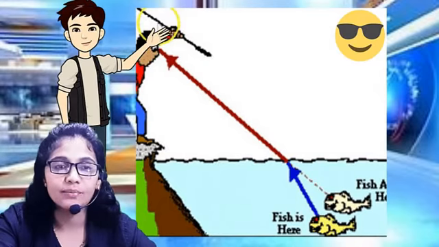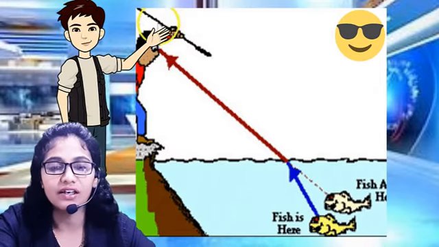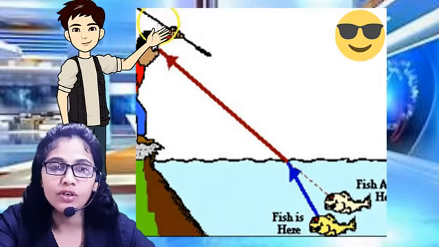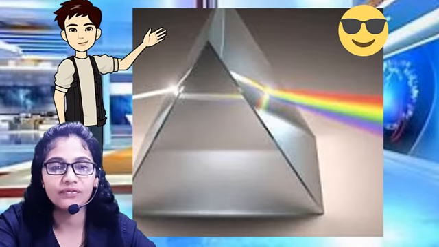This is also an example of refractive index. We can observe that the fish is here and the actual position of the fish is here, but from air we feel this fish is present at this position, because the water is able to change the rays which come to our eyes. Prism is also a good example of refraction.